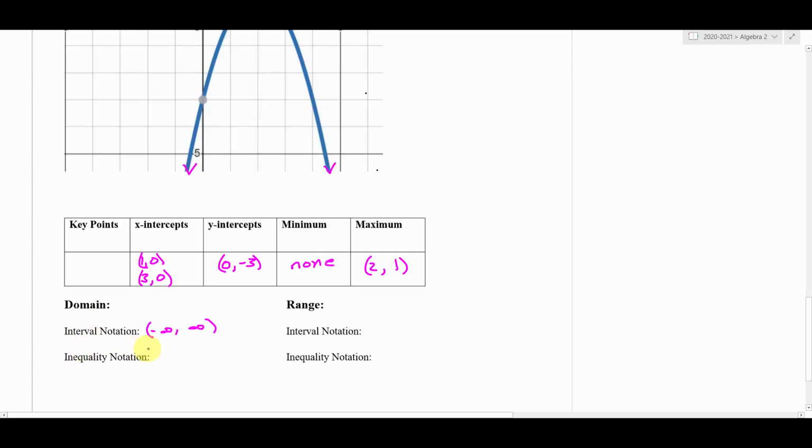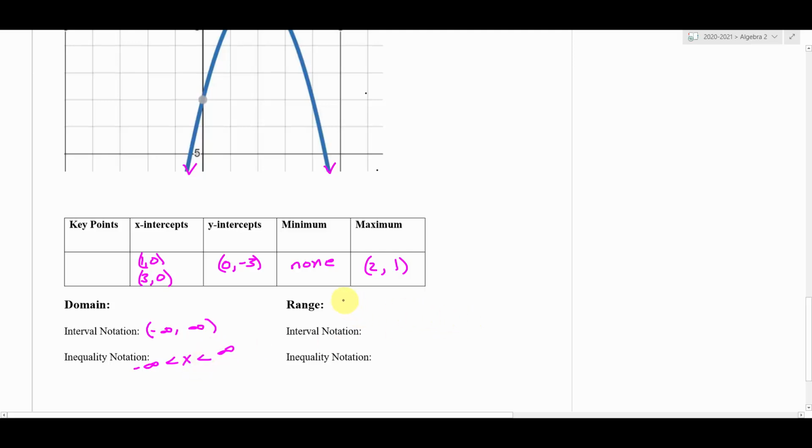So for inequality notation, if I wanted to write this with an inequality notation, I'm describing x values, right? So I'm going to put my x there, I'm going to put my two inequality symbols, and then I put my left and my right bound on either side, right? So left bound over here, that's negative infinity. Right bound over here, that's positive infinity. And since I can't get to either one of those numbers, I don't need any equal to bars.